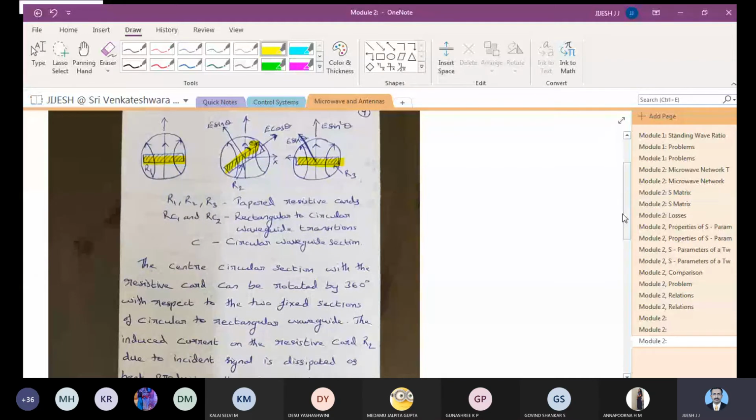So all of you can complete that figure, and whatever explanation I have told you: the circular waveguide is placed at the center, and the resistive film R2 can be rotated 360 degrees. Once you read it, it will be clear for you. If you read it one or two times, by just studying the figures, you will be able to write it in your own words.